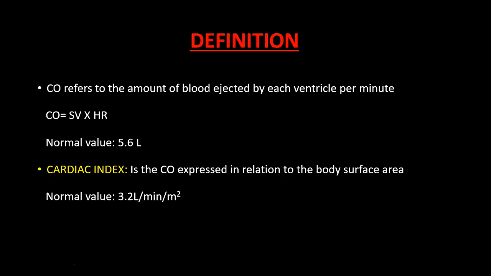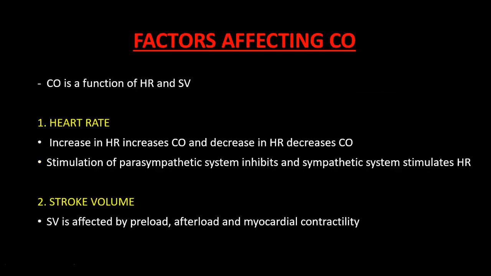Of the total cardiac output, about 75 to 80% will be distributed to all the major vital organs, and the remaining 20 to 25% of the blood will be distributed to the skeletal muscles and other organs like skin. So that is all about the definition of cardiac output.